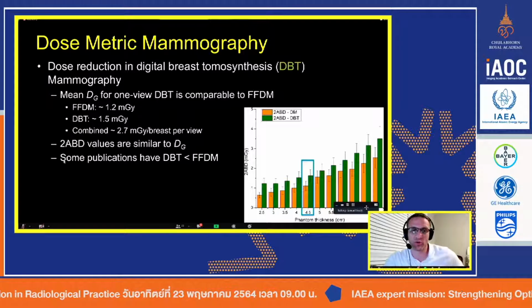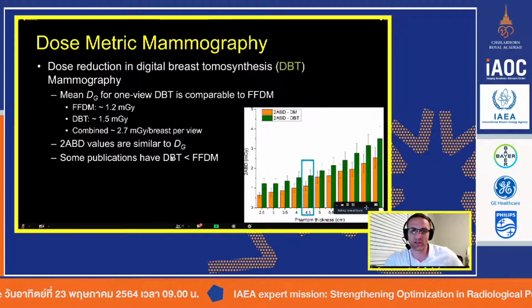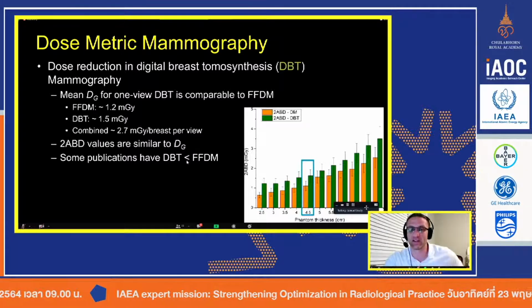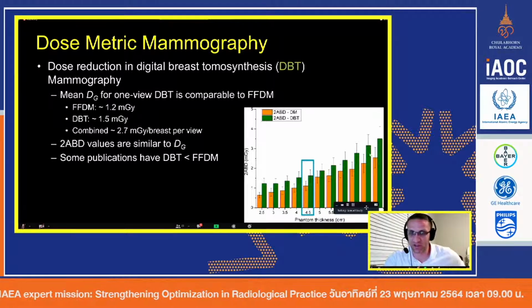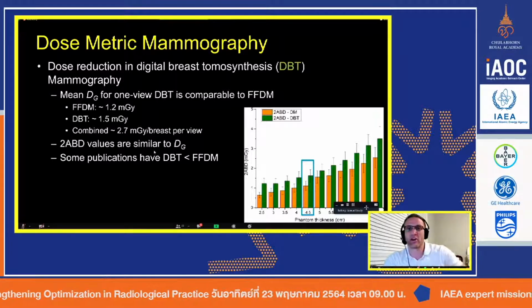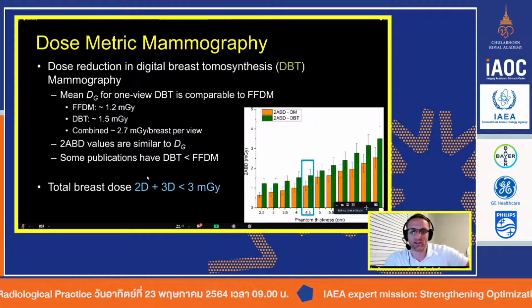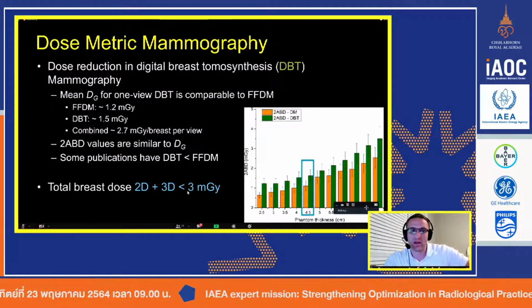It is worth pointing out that there are some publications out there that show breast tomosynthesis is actually less dose than full field digital mammography, which is obviously a little different than what I've shown here from this publication. But the point here is it's basically comparable, maybe a little less, maybe just a little more. And the whole concept here is this whole 2D plus 3D is now less than 3 milligray. So what does that mean?